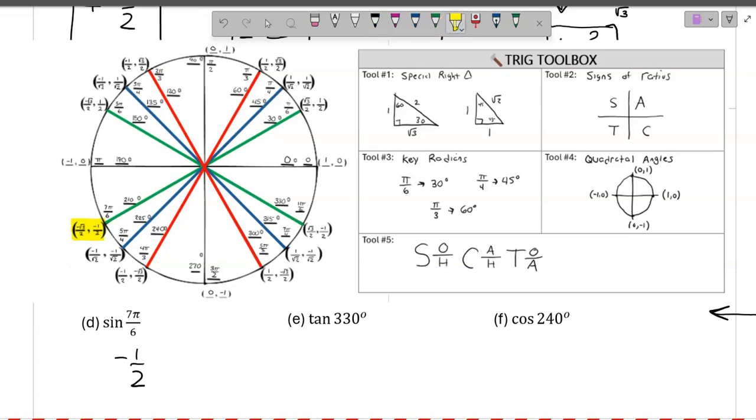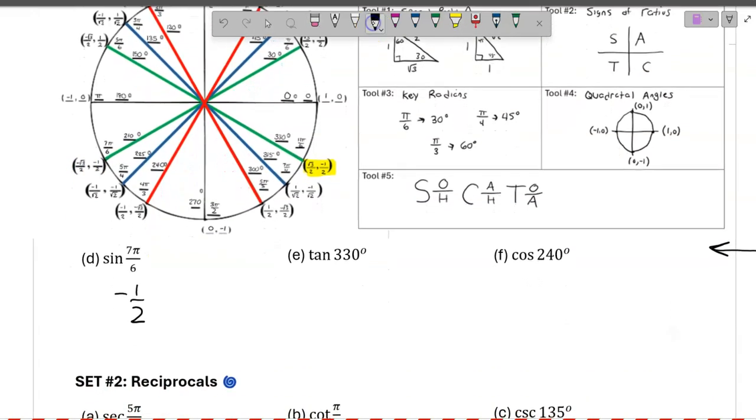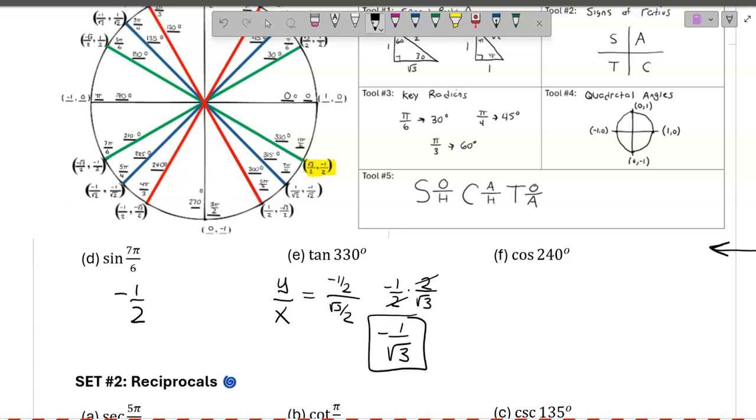Whereas if I move now to tangent, here's the challenge with 330. So here is where it's located, right there in quadrant 4. And we have an X and a Y. Now the problem with tangent is we have to actually create the ratio Y over X. And so in this case, this would be -1/2 over √3/2. We create a complex fraction, so it's really -1/2 times, dividing by a fraction is the same as multiplying by the reciprocal. And so the tangent of 330 is just -1 over √3.